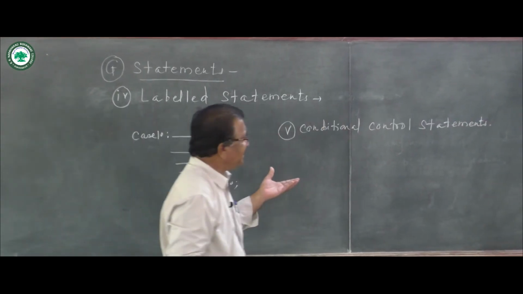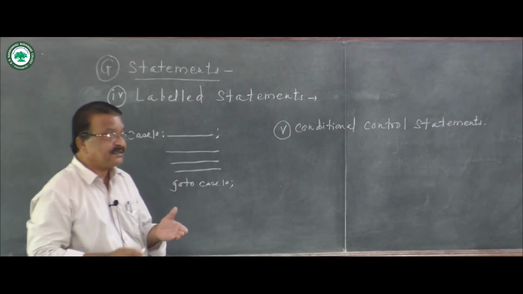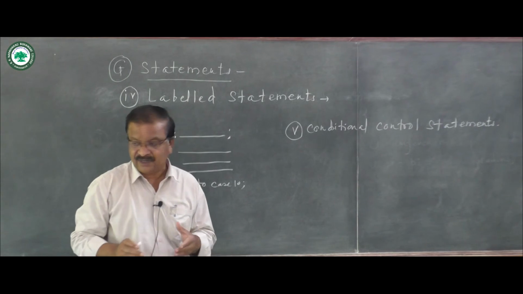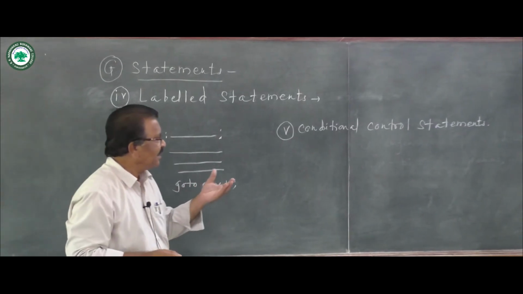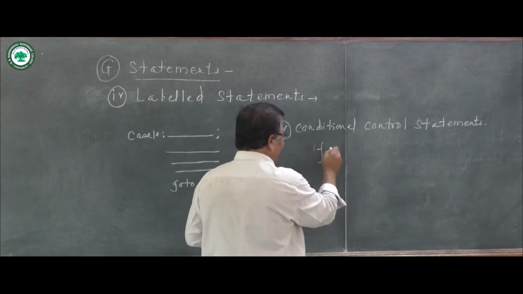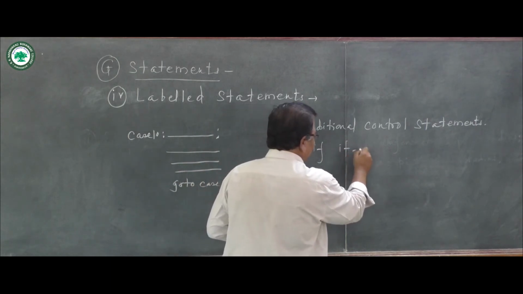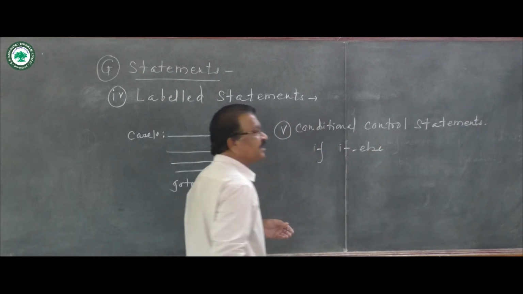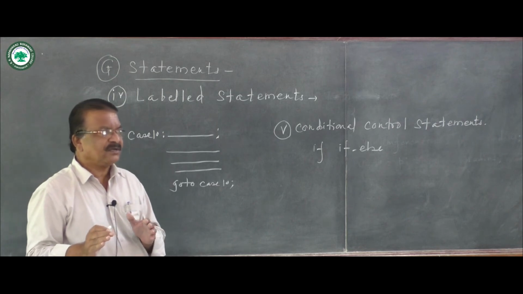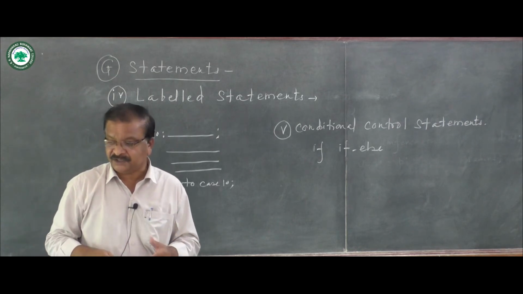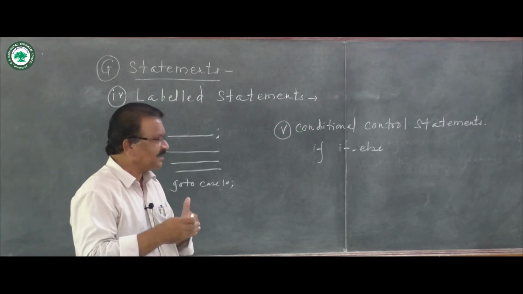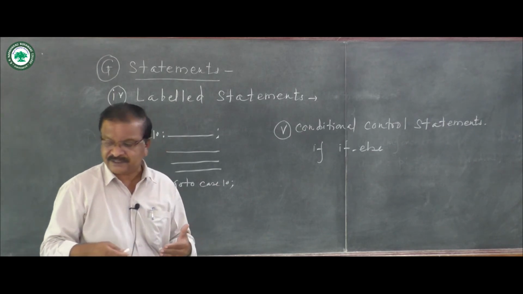As its name indicates, condition will decide the flow of control. In this case, you have if statement, if else statements and so on. These are examples of conditional control statements. Depending upon the condition, whether it is true or false, or depending upon the outcome of the condition, you can decide whether a statement is to be executed or skipped.